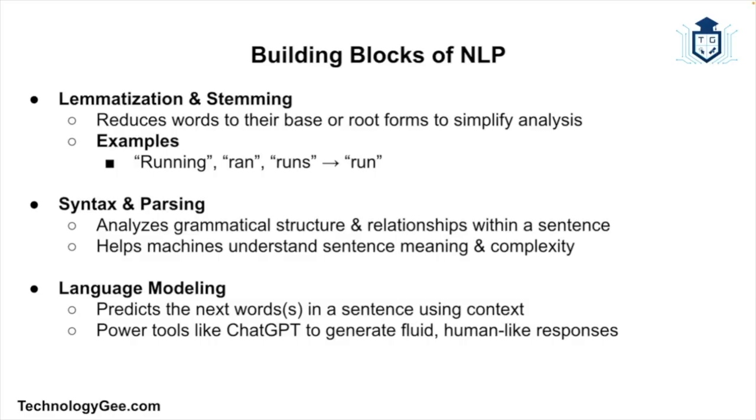Then there's syntax and parsing, and this is understanding grammar and sentence structure. And then there's language modeling, and this is predicting what words come next in a sentence based on context. And this is how tools like ChatGPT write fluid, human-like text. So all of that are essentially the basic building blocks of natural language processing.